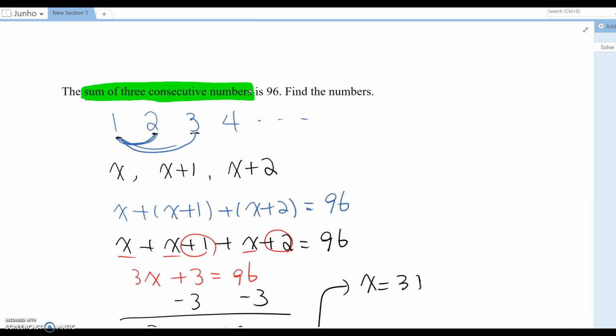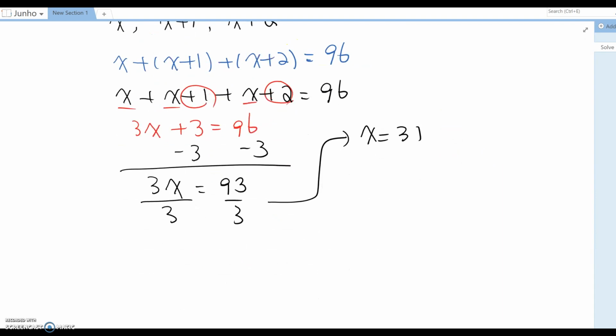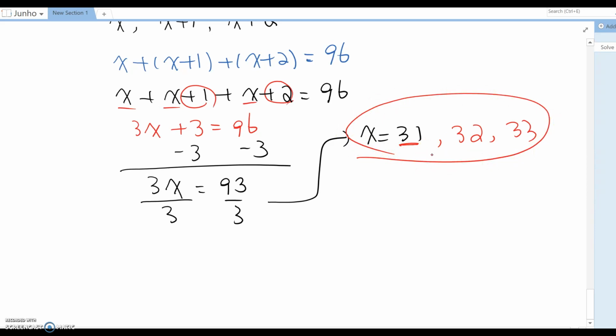But the question asks you to find the numbers. Then you need to set up all 3 numbers. So since we got the smallest number is 31, the next one is 32, and the last one is 33. That will be the answer for this problem.